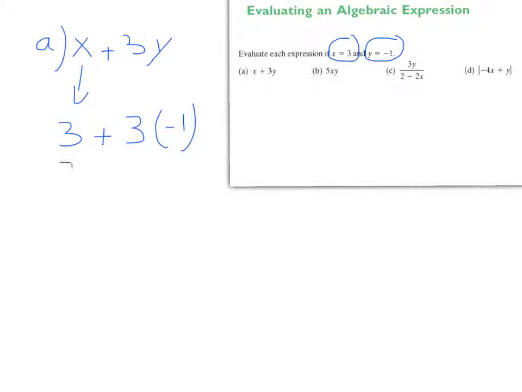Now here we have 3 plus 3 times -1. Positive times negative is negative, so that will be 3 minus 3, which is 0. So the answer will be 0.